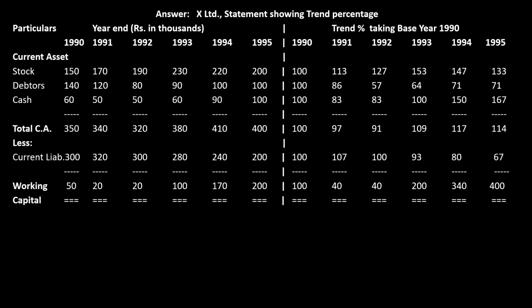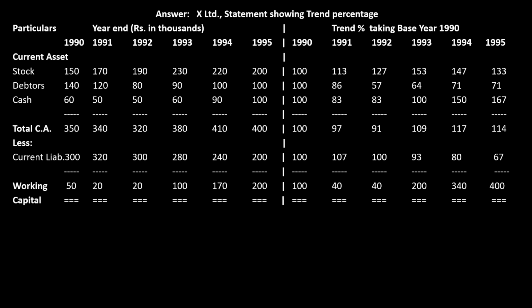For the 1990 column, liability is 300. So 300 will be the base now. 300 by 300 into 100 is 100, the trend percentage. The next year is 320, so 320 by 300 into 100 is 107. Then 300 by 300 into 100 again 100. Then 280 by 300 into 100 is 93. Then 240 by 300 into 100 is 80. Then 200 by 300 into 100 is 67%.